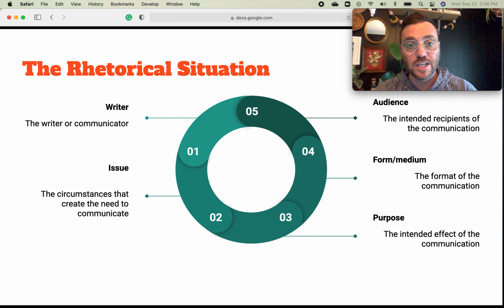Fourth component is the form or the medium. It's the format or the type of communication, the different modalities or media that you can use in order to communicate. And the last component is the audience, which for our purposes we will limit to the idea of an intended audience, or who the writer or writers intend to receive their communication.